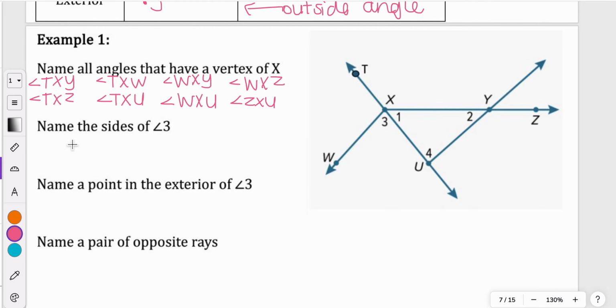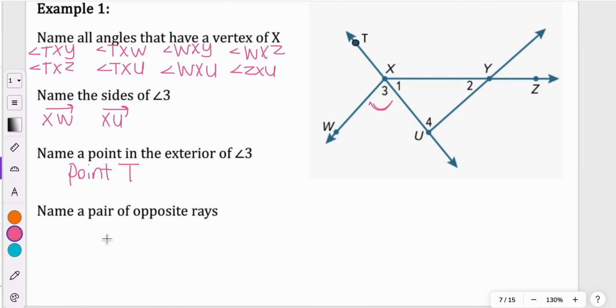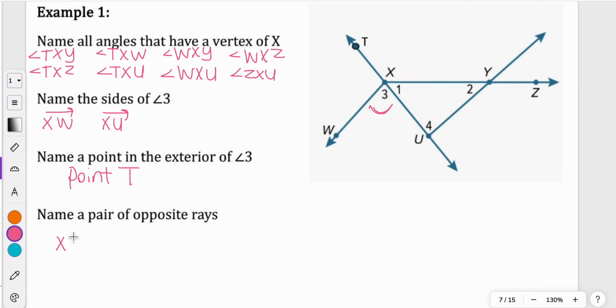The sides of angle 3 are going to be XW, and that's a ray. And then the other side of angle 3 would be XU, ray. So ray XW and ray XU. Name a point in the exterior of angle 3. So here's the exterior of angle 3. A point would be point T. That's on the outside of it. And then name a pair of opposite rays. Any ray would do here. I would just say like XT and XU would be a good example for opposite rays.